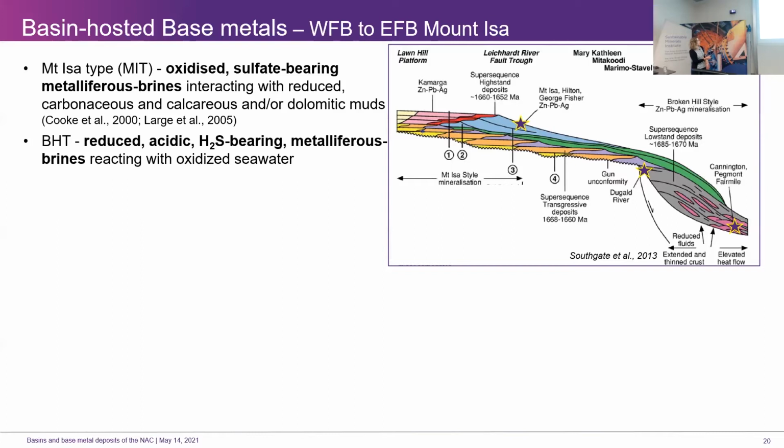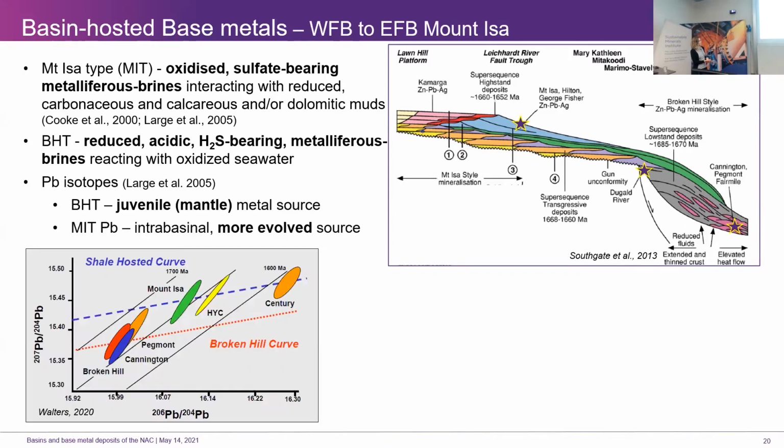So we also see a distinct difference from oxidized brines at Mount Isa reacting with reduced sediments to trigger metal deposition. In contrast, in the east, Broken Hill type at Cannington, we have reduced fluids interacting with oxidized seawater to cause metal deposition.